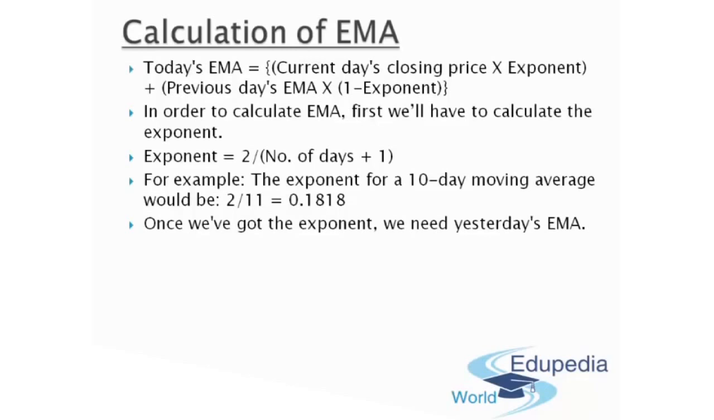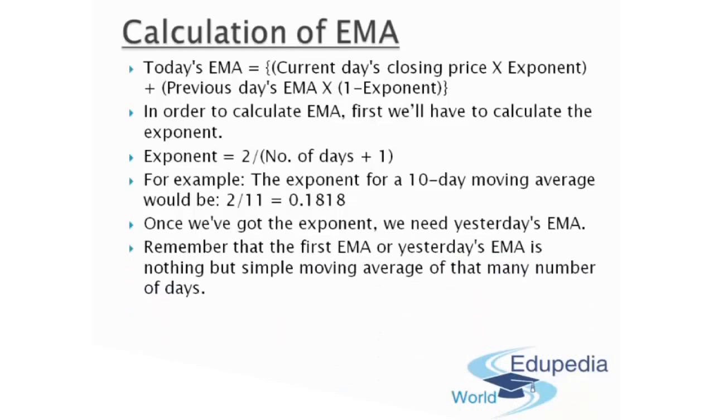Remember guys, for example, for calculating 30 days EMA, we would simply need the first EMA, which is nothing but 30 days SMA, that is simple moving average. The second piece of information we need is today's closing price. Remember, I just talked about it in my last slide. So remember, that has to be remembered by you, that the first EMA or yesterday's exponential moving average is nothing but simply the simple moving average of that many number of days.